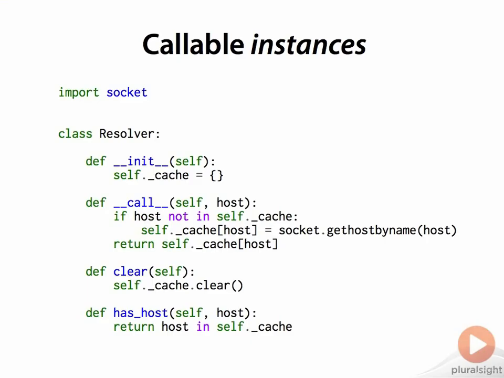So we see how the special dunder call method can be used to define classes, which when instantiated can be called using regular function call syntax. This is useful when we want a function which maintains state between calls and optionally needs to support attributes or methods to query and modify that state.